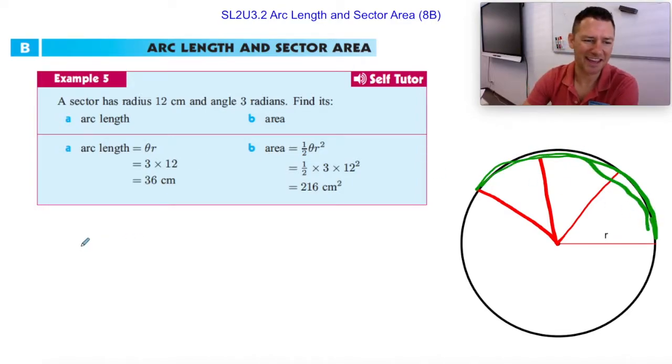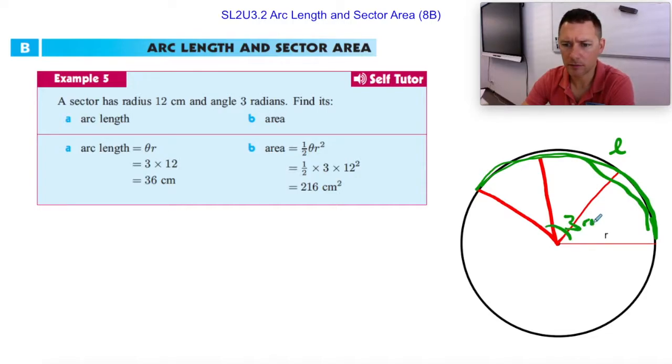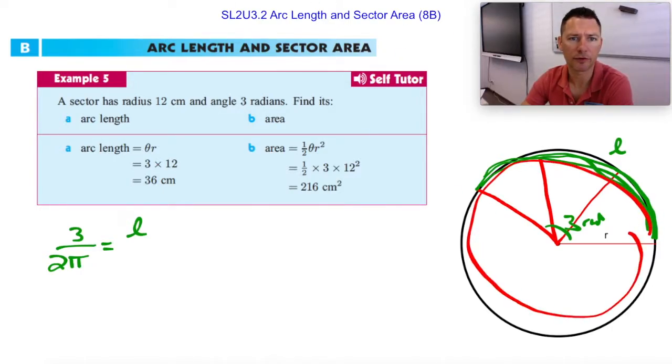But let's try the arc length. I know this, let's call it L. So the angle here, which is 3 radians, over the total, which is 2 pi, should be the same relationship as the amount of crust you get over the total amount of crust on the pizza, which we call the circumference. So that's 2 pi r. They gave us r, which was 12. Great. You can probably simplify right from here.